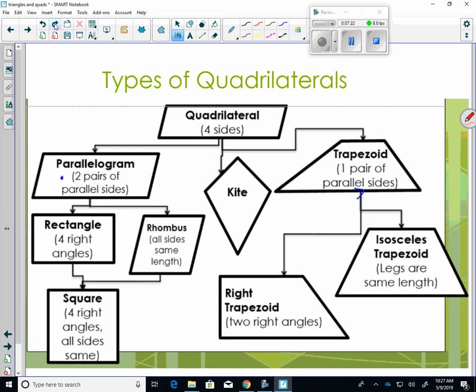Okay, so let's start with the left-hand side. We're talking about quadrilaterals, and they can be categorized into families, right? So the parallelogram over here on the left has two pairs of parallel sides. Now, do you guys know the little mark, the little symbol for parallel?